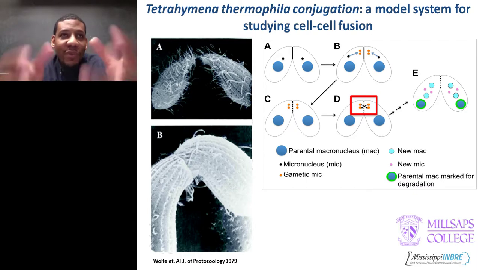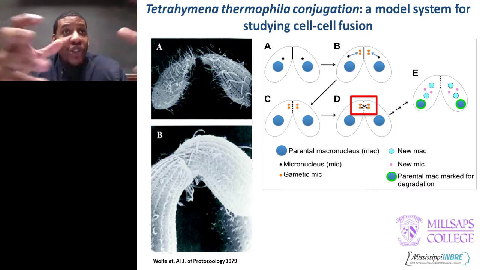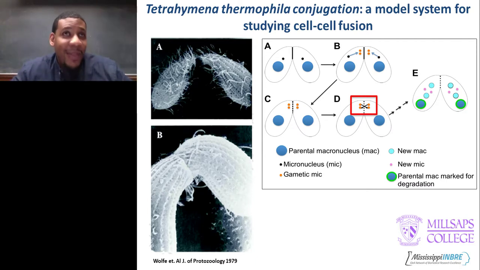What it does do is provide the DNA that generates the larger macronucleus. And that macronucleus is transcriptionally active, and therefore will ultimately lead to producing the proteins that give rise to the phenotype demonstrated by the Tetrahymena.